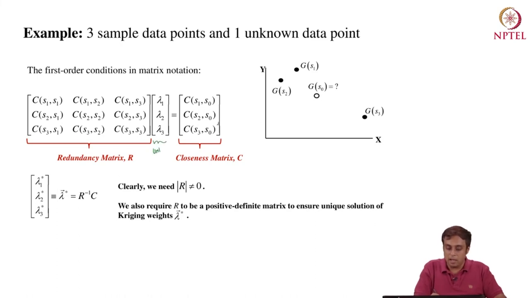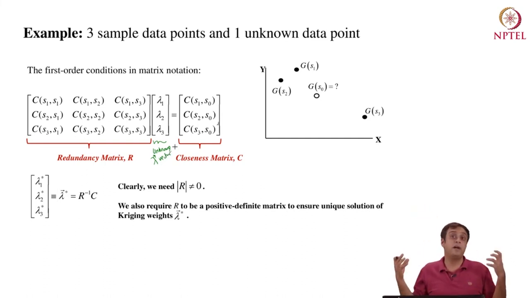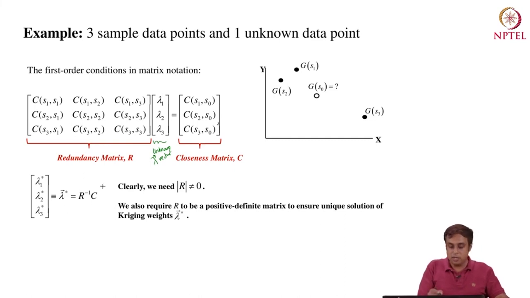These are my unknown lambda vector, right? This is lambda 1, lambda 2, lambda 3, which is the unknown vector. If I get this vector, I'm done. And finally, I have the closeness matrix C, which is the closeness between unknown and known locations. Lambda star is just equal to R inverse C, which is pretty clear.